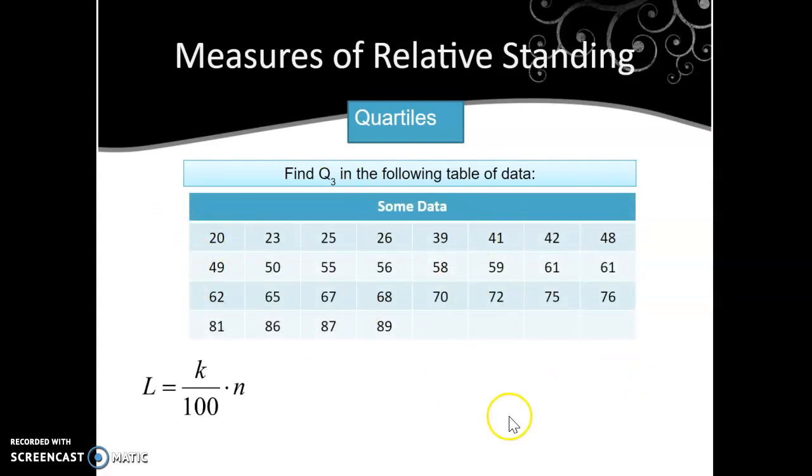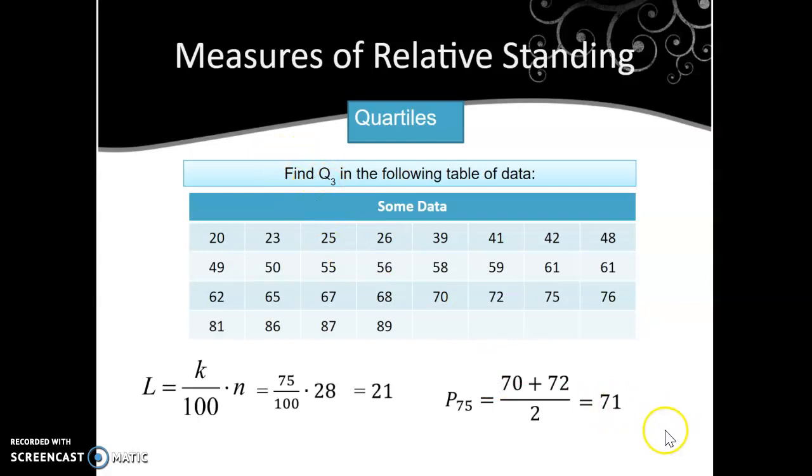So going back to our ages of the CEOs, if we're asked to find Q3, that's the same thing as the 75th percentile. So we do 75 divided by 100 times the number of data points, 28, and we get 21. But remember, since this is a whole number, we're going to find the 21st position, which is position in 70. So we're going to add 70 and 72 and find the mean. And we get 71. So the third quartile would be 71.